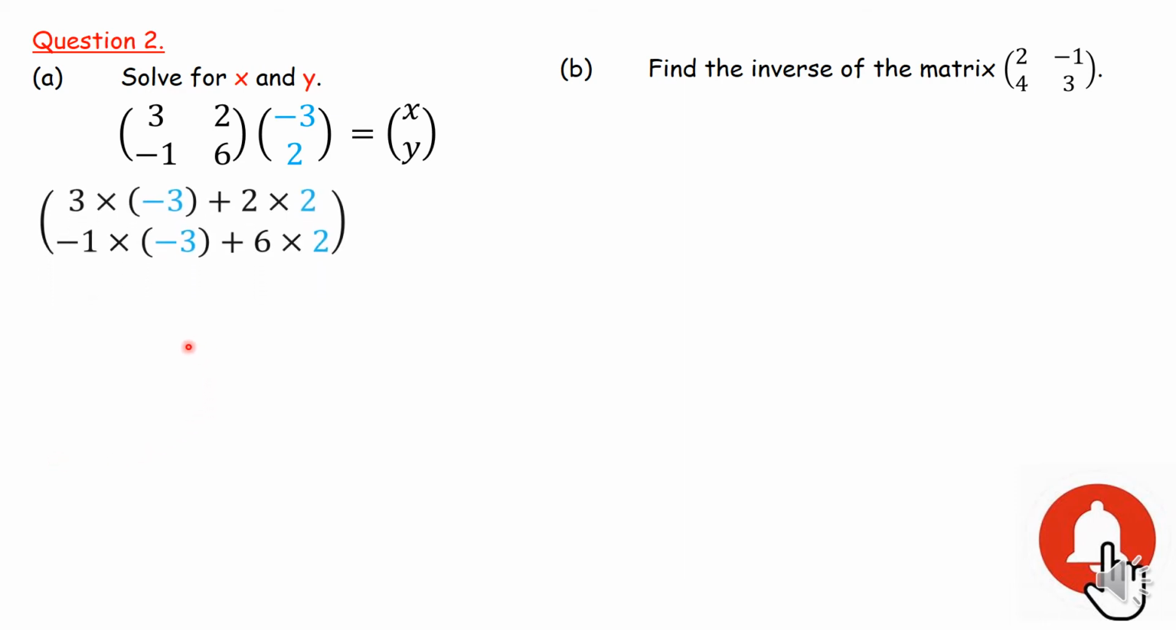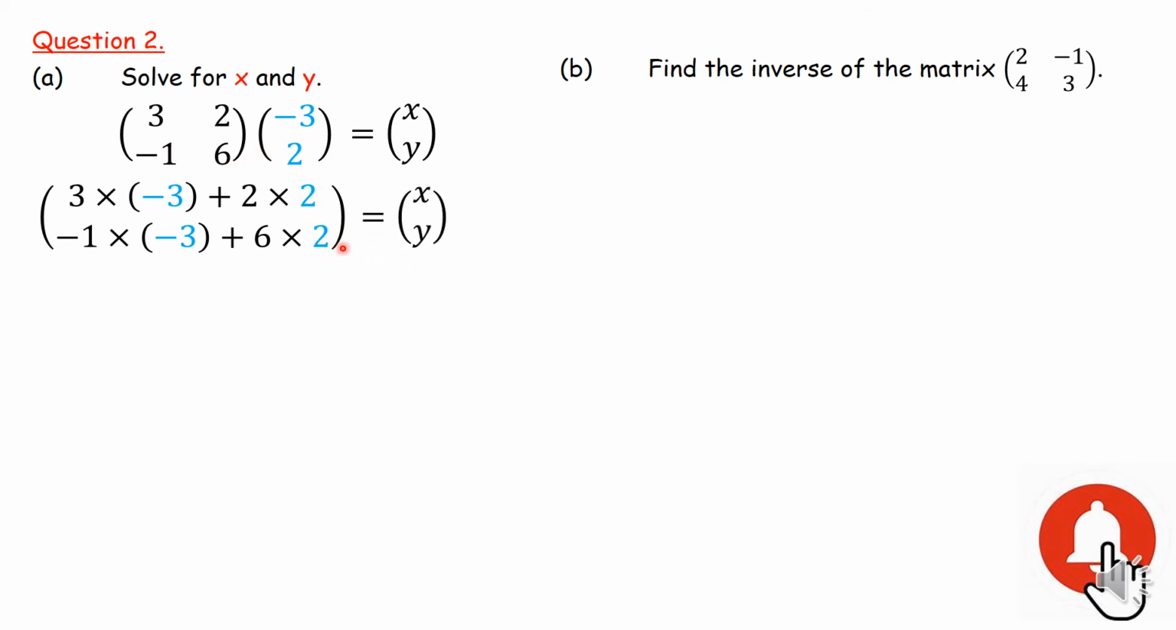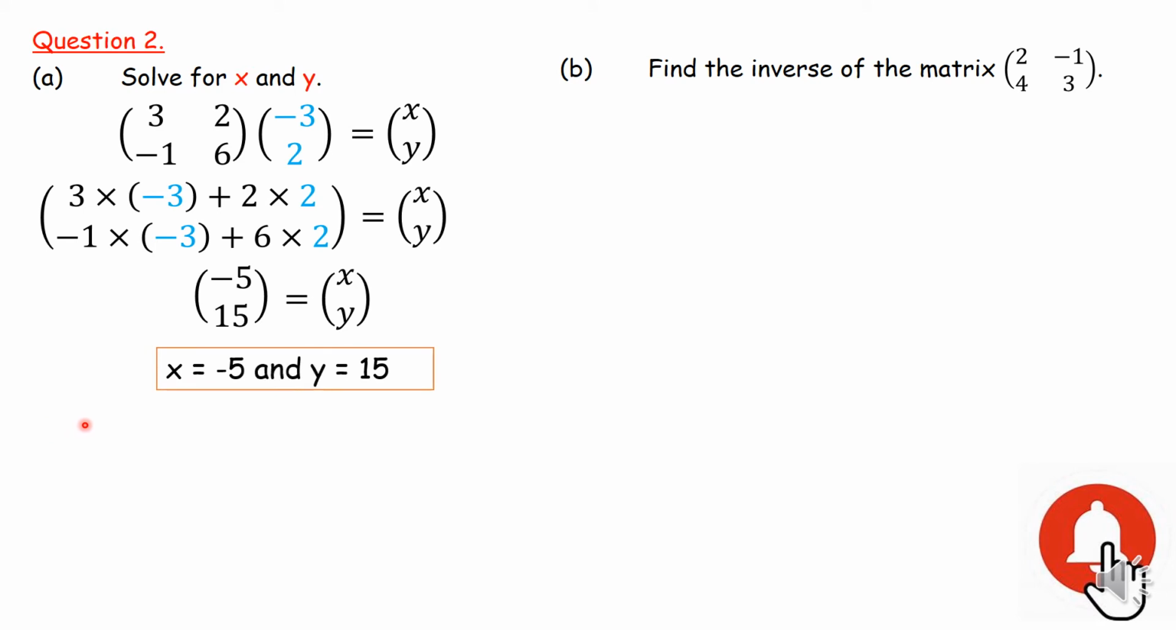Right, so once you multiply, you take 3 times negative 3 plus 2 times 2, and negative 1 times negative 3 plus 6 times 2. Well, that should give you x, y. So clean that up, you get negative 5, 15, that should be equal to xy. Therefore, x is equal to negative 5 and y is equal to 15.